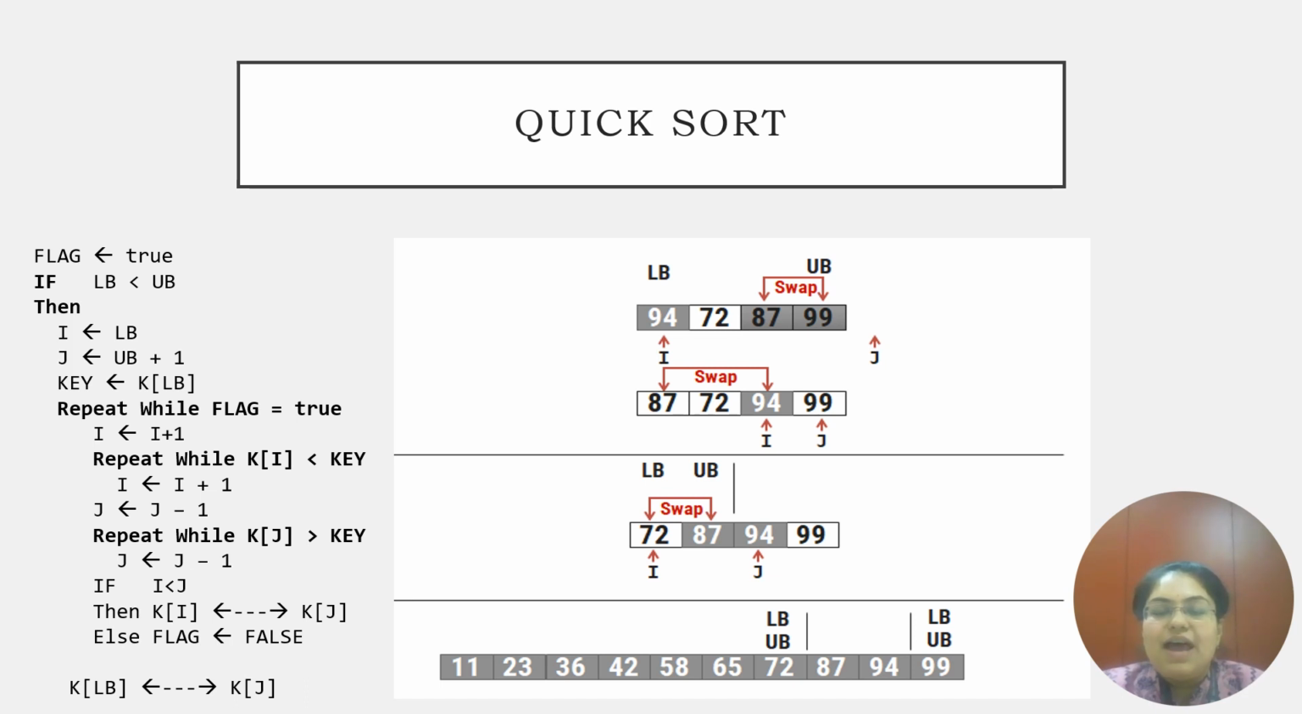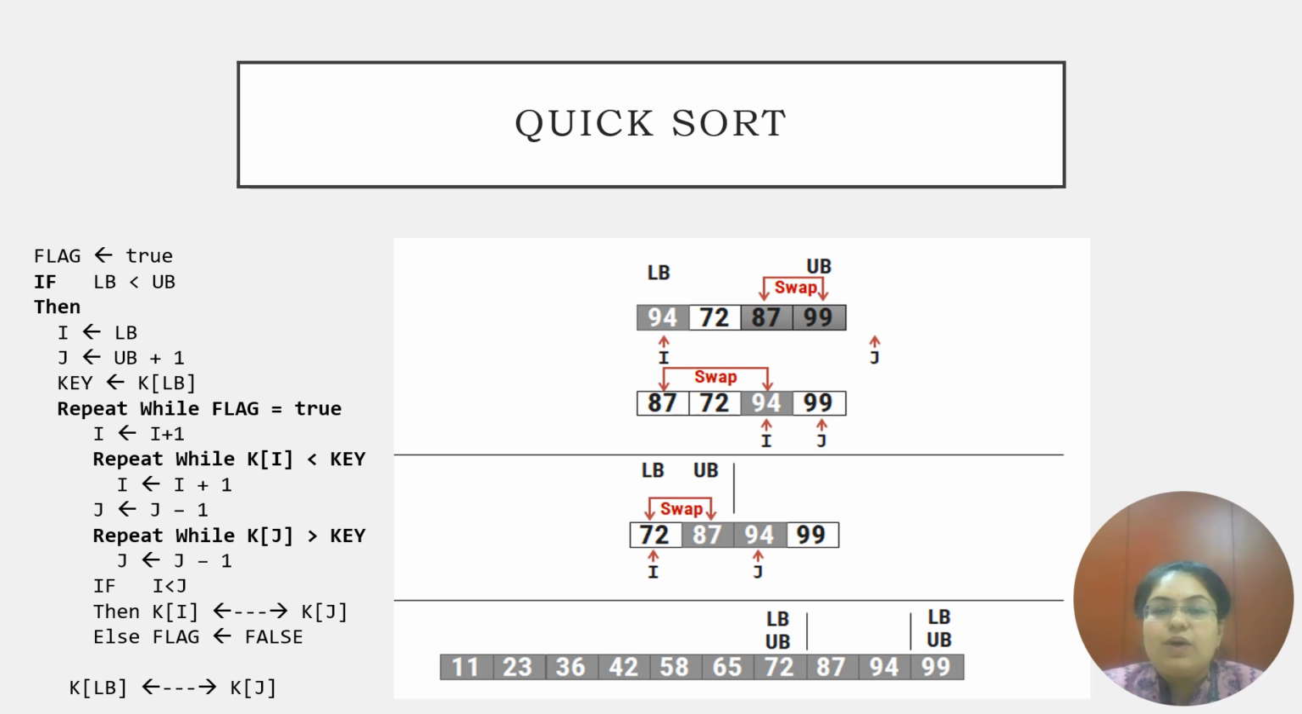So now we have 87 at the fourth last index and 94 at the second last index. As we are done with it, now we are going to compare 87 with 72. As we can find out that 72 is less than 87, we can swap these two values.